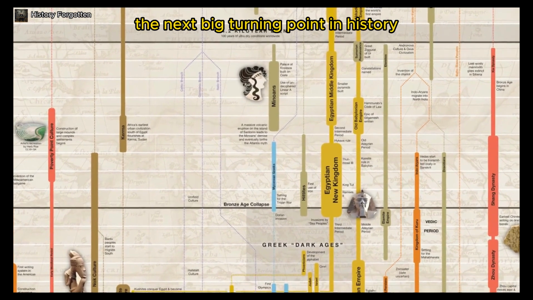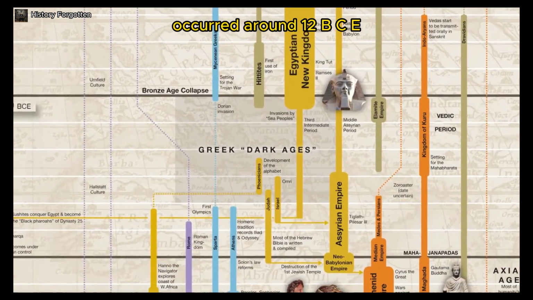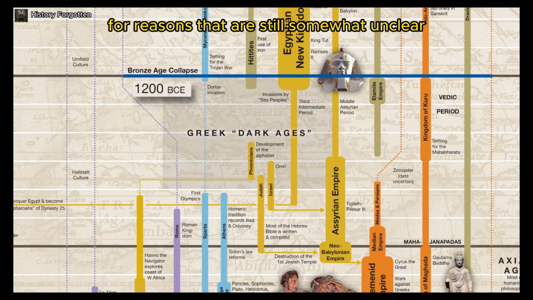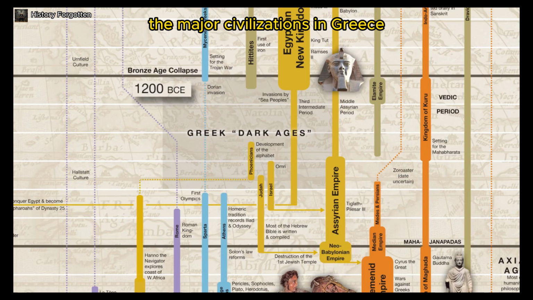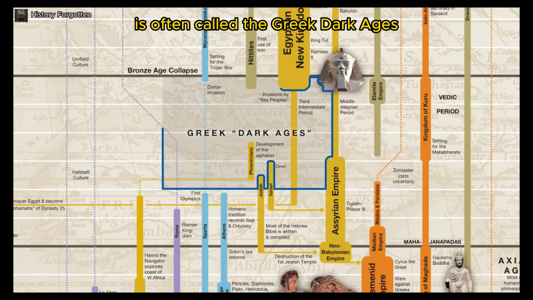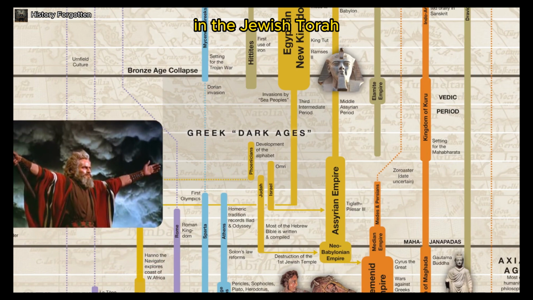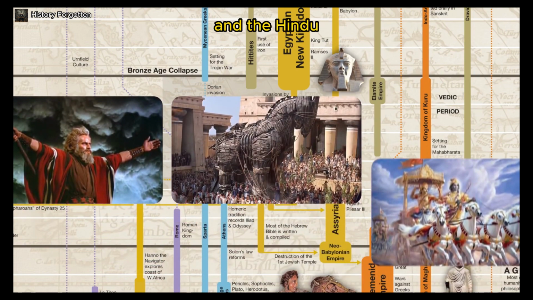The next big turning point in history occurred around 1200 BCE, and it is known as the Bronze Age collapse. For reasons that are still somewhat unclear, the major civilizations in Greece, Anatolia, and Egypt all disappeared almost instantaneously. What followed is often called the Greek Dark Ages, a period in which the historical record for the region goes somewhat silent. Interestingly, it is during this silent period that many of the world's most famous legendary tales supposedly took place, such as those found in the Jewish Torah, the Greek Iliad, and the Hindu Mahabharata.